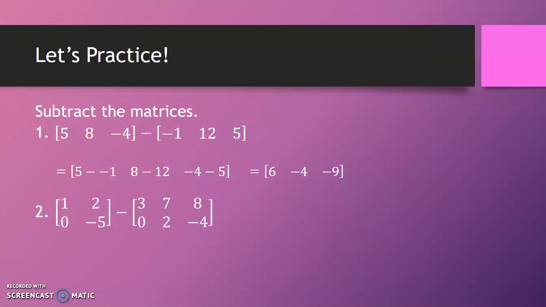For the second one, if I look at my matrices, the first one has 2 rows, 2 columns. The second one has 2 rows, 3 columns. So I would not be able to subtract these because they don't match.